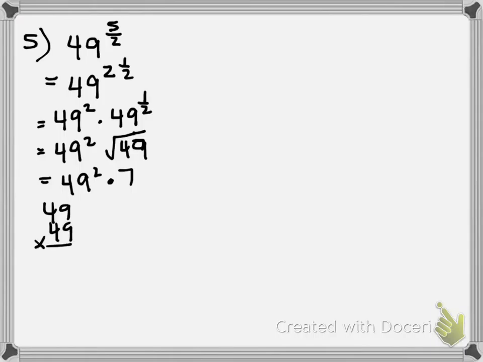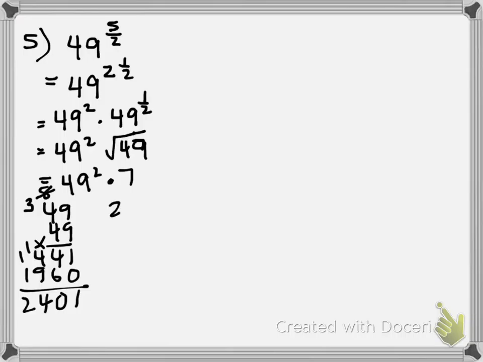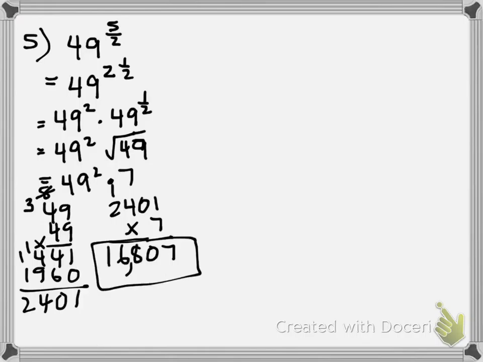Okay. All right, let's multiply 49 times 49. 4 times 9 is 36. We get 16 and 3 is 19. We get 2,401. But now we have to multiply that answer by 7. And that would be your final answer.